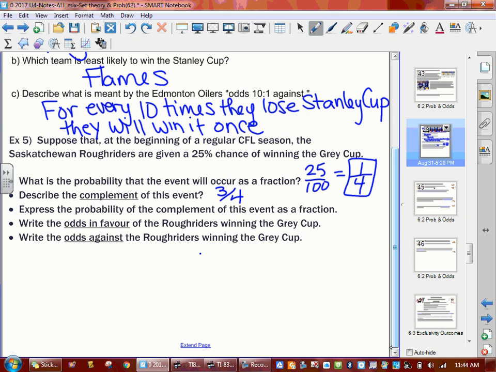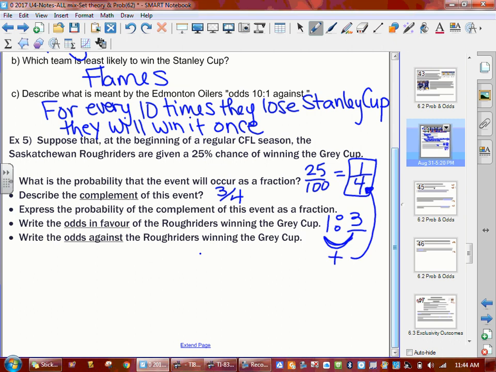What am I going to do? So I need to go 1 to something. 3. How do I know how to find that last number here? That's right. These two numbers have to add to give me my bottom number of my probability. Okay, that's how I know.